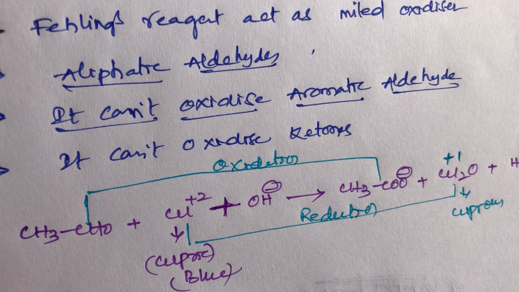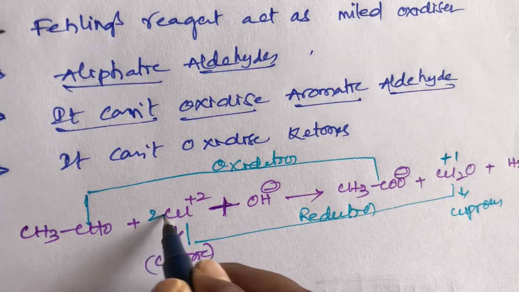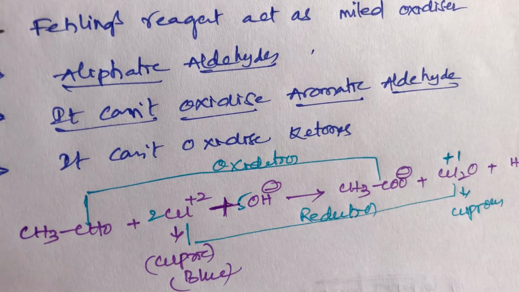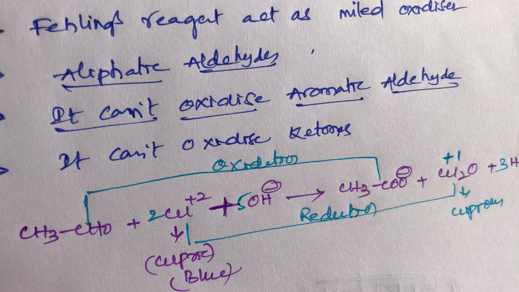So this is not a balanced reaction. Here take the two coppers. Put 2 moles of copper, and here water molecules are there. Here take 5 moles of hydroxy group and 3 moles of water. This is the balanced equation.